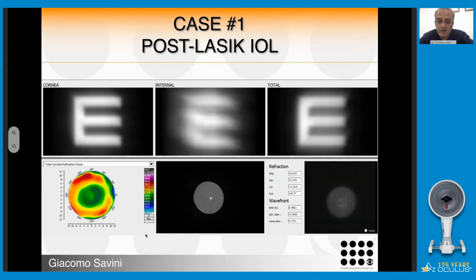Well, as I did before, if you show a display like this, where the internal quality of vision is really awful, it's easy to directly show to the patient what's happening in his eye. And I said, okay, the internal optics of the eye are not working anymore. They have to be changed. You see, the cornea is not so bad.